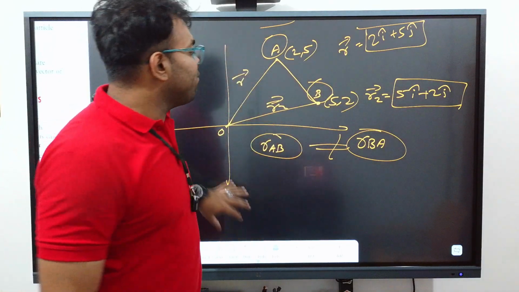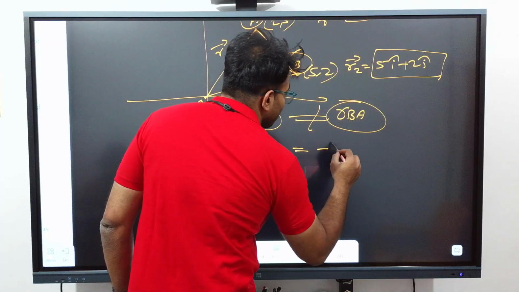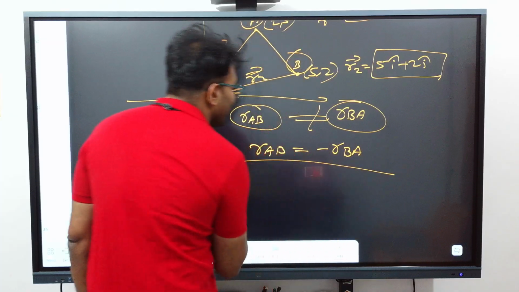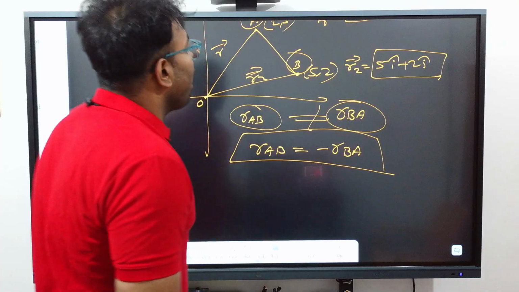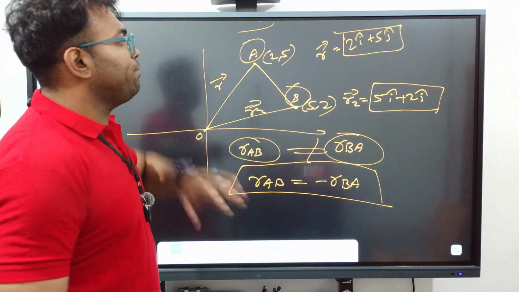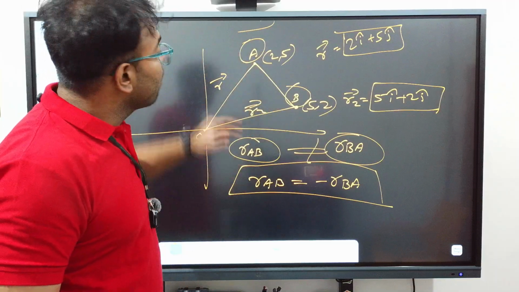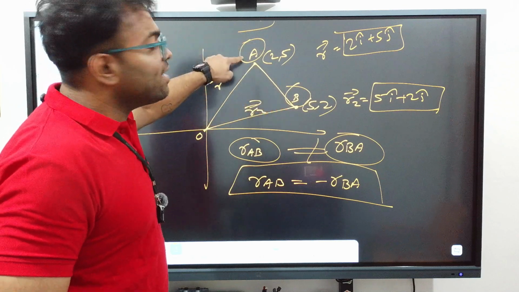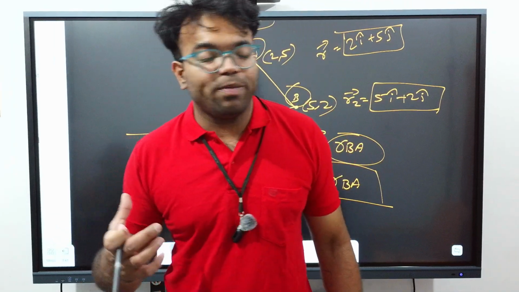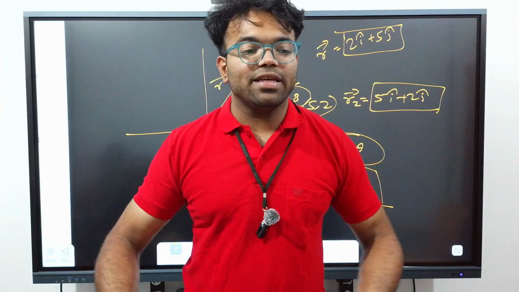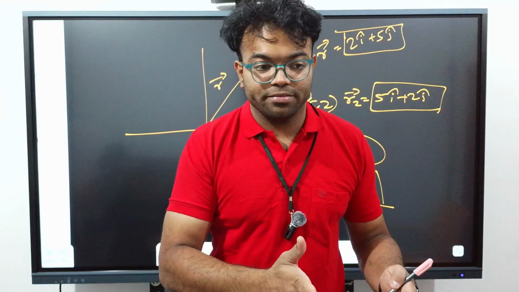These two are negative vectors. To make them equal, you have to say RAB is equal to minus RBA. These are negative vectors. Clear? Now, how do I find RAB? RAB means B minus A, right? B is the final position and A is the initial position. And from the definition of displacement, we know that displacement is the shortest distance from the final position to the initial position, right?